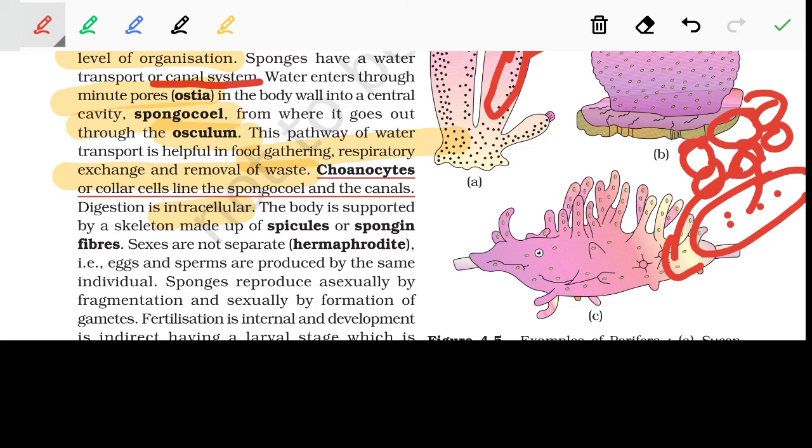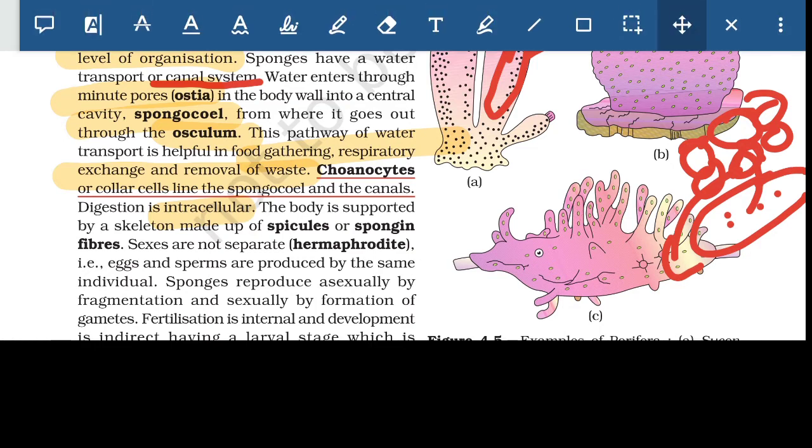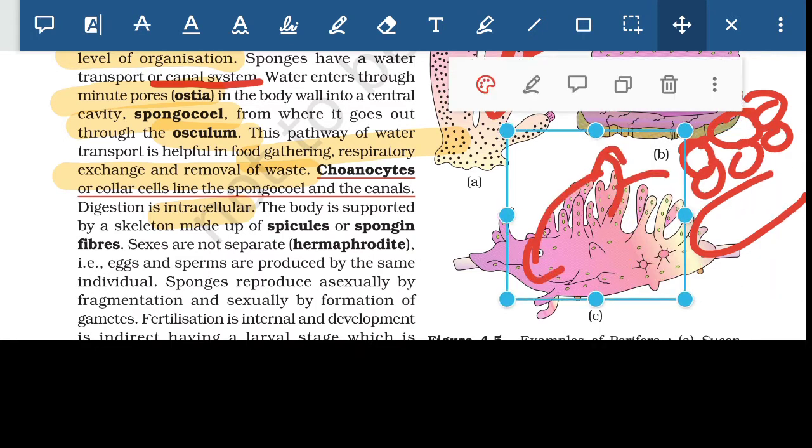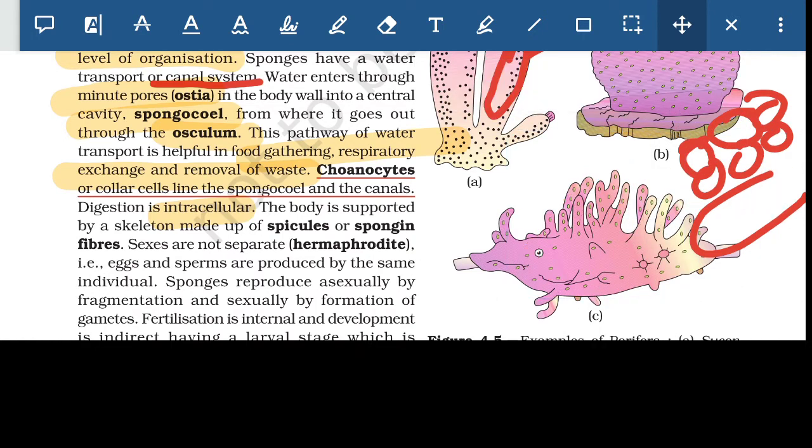And the extracellular type of digestion is also there, which we find in higher organisms like we humans, where the food is digested in the cavity. It is not taken up by the cells, the food is digested in the cavity.